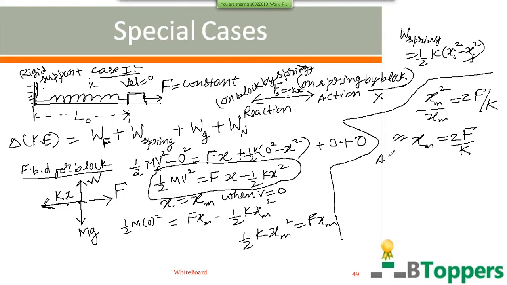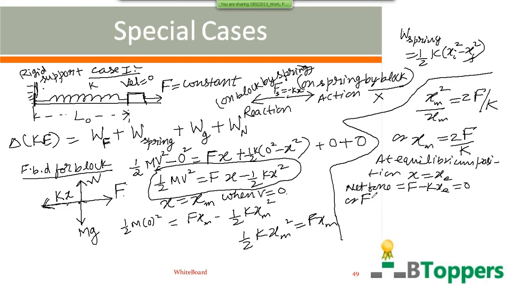So at the equilibrium position, the net force on the block is 0. I denote the elongation at the equilibrium position as x equal to xe. Net force on the block is equal to F minus kxe. That will be 0, or F equal to k into xe. Or the elongation of the spring in the equilibrium position is F by k. Compare this and this. You can observe that the maximum elongation of the spring is double the elongation in the equilibrium position.